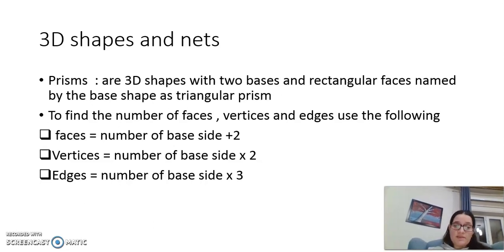What are the prisms? The prisms are 3D shapes with 2 bases and rectangular faces, and they are also named according to their base. If the base is a triangle, it's a triangular prism. If the base is a square, it's a square base prism, which is the cube. If the base is a pentagon, it's a pentagonal base prism, and so on. To find the number of faces, vertices, and edges, we use the base sides. So faces equal number of base sides plus 2, vertices equal number of base sides times 2, and edges equal number of base sides times 3.